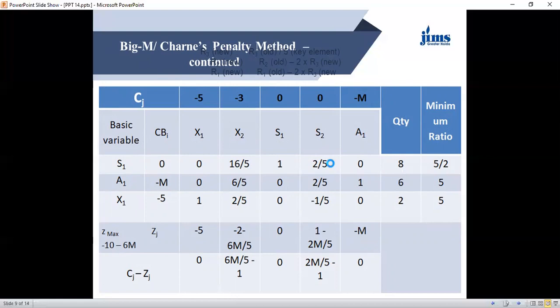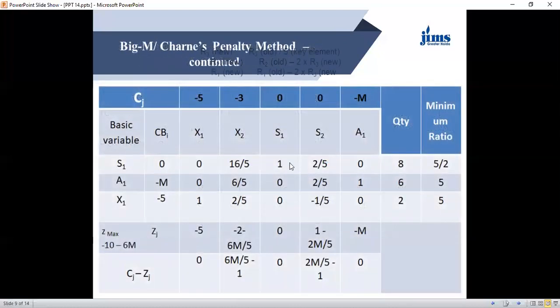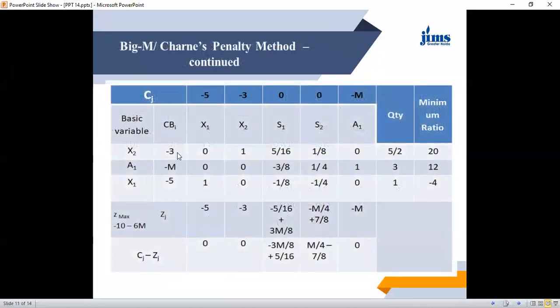So in the next row, we write 0, 0, 16 by 5, 1, 2 by 5, 0, 8. And the other numbers are converted like in the earlier formula. So S1 has been replaced here by X2, and all the values have been written here.